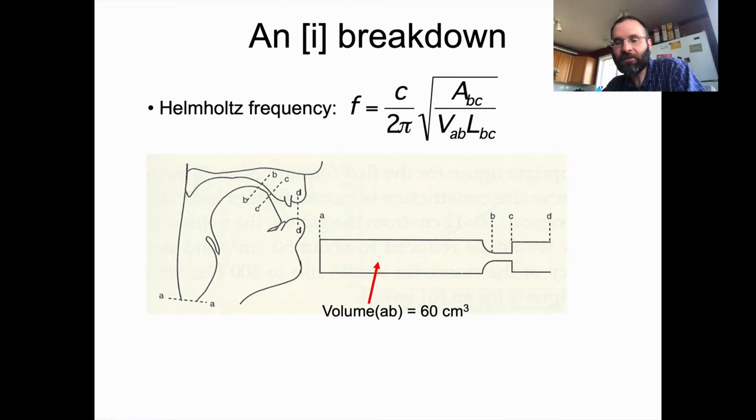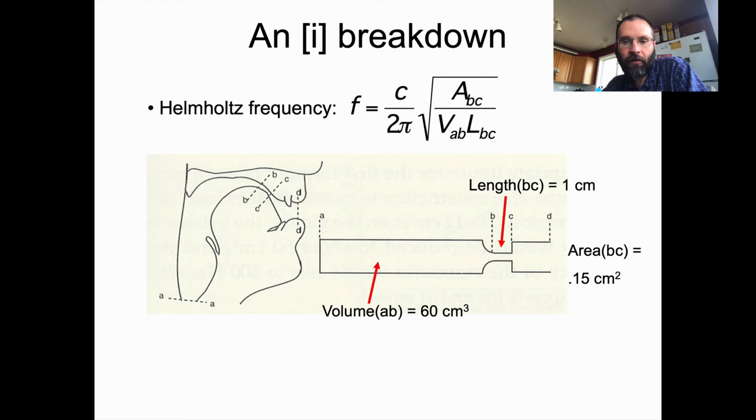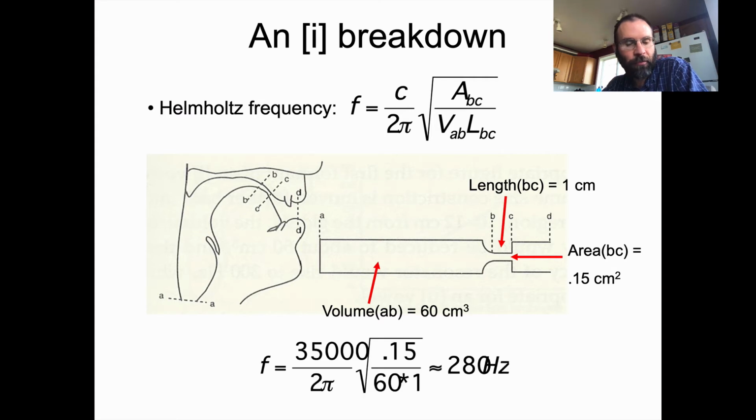This volume, if it's 60 cubic centimeters, these are examples I got from a textbook on the subject. You don't have to memorize them, you just have to understand how they could fit together. Let's say the length of that constriction is about 1 centimeter long. And then the cross-sectional area of that constriction is about 0.15 square centimeters. So if you actually run those numbers, you wind up getting a Helmholtz resonant frequency of about 280 hertz. This is a potentially realistic example.